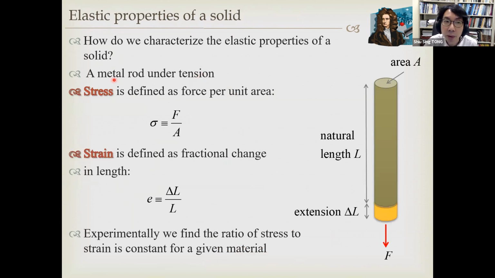Now we consider a metal rod under tension. Suppose you have a very thin wire of metal, which is a solid, of course. It has a very small cross-sectional area A, and the natural length of the wire is L. This is the unstretched length. When it's not under tension, the length of the wire is L. Suppose the wire is now under tension. I apply a tension force F to the wire.